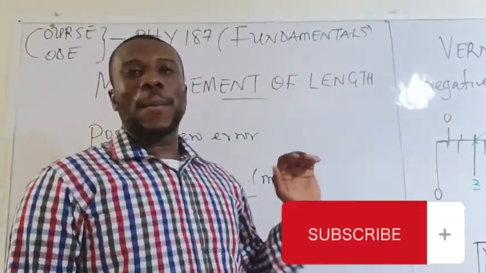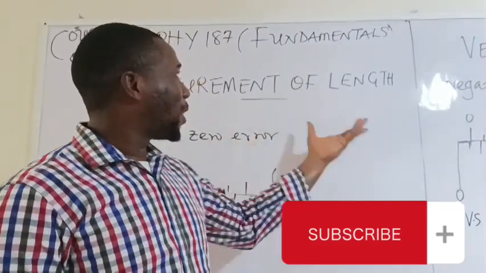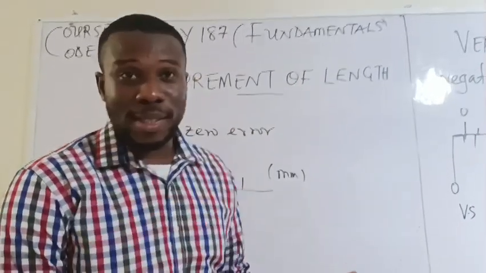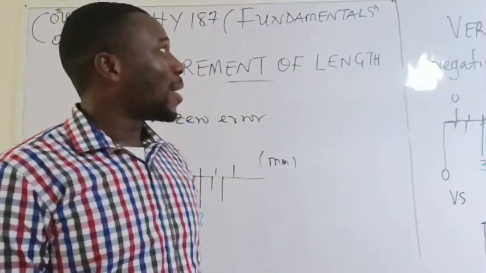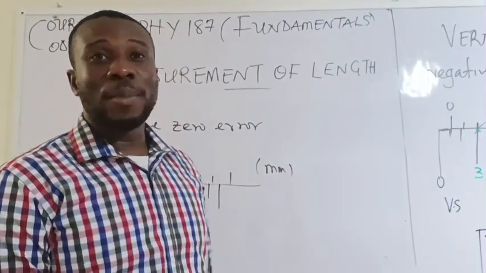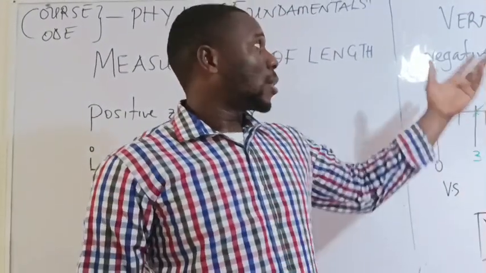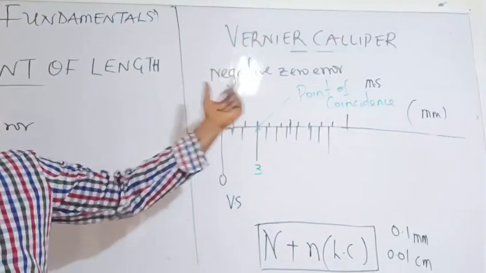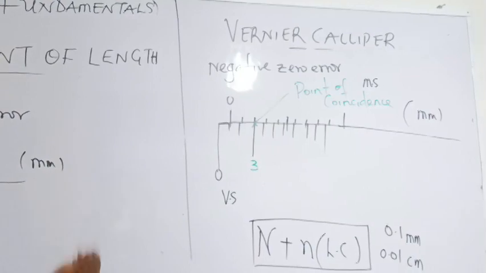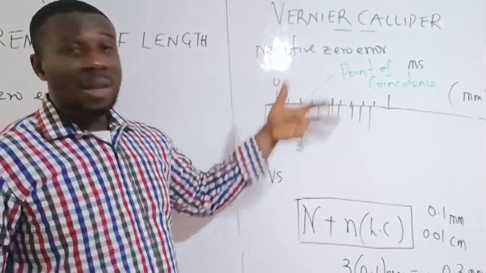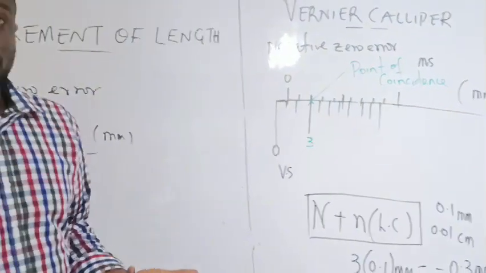This is the ninth part of the third lecture in measurements of physical quantities, and specifically we are so far talking about the measurement of length. In the previous lecture we discussed the principle by which the Vernier caliper works. We talked about zero error corrections.